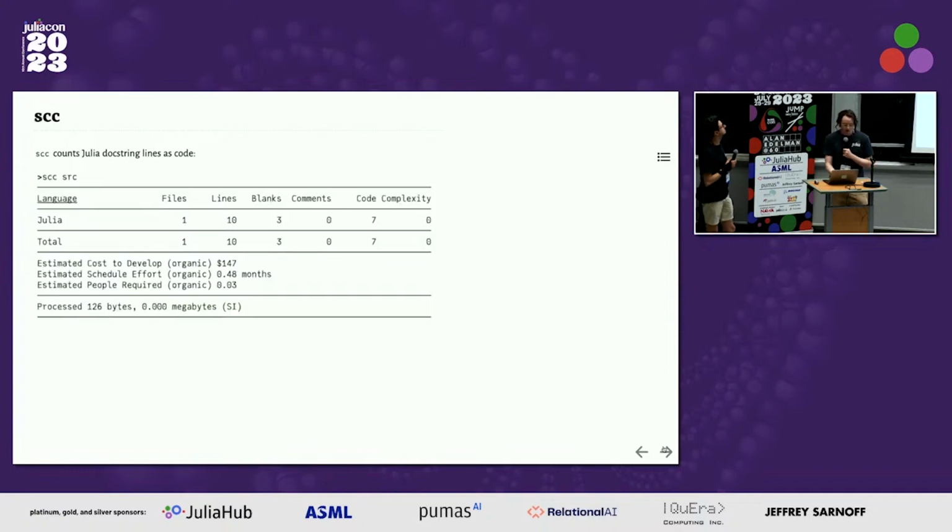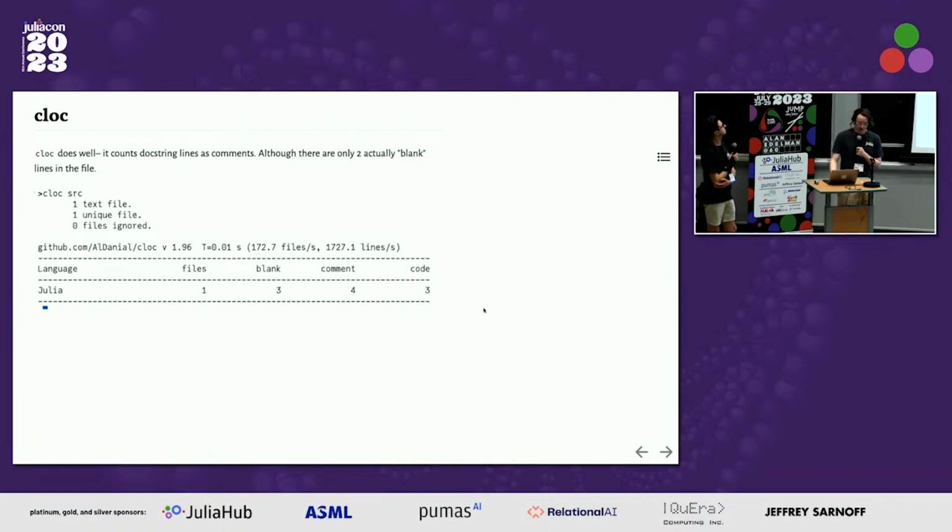I looked at some other tools. SCC also seems to count doc strings as code, but it, for some reason, has one more blank line than the other ones. CLOC, this one works pretty well. It actually counts them as comments. It also has this extra blank line, but at least it's not counting them as code.